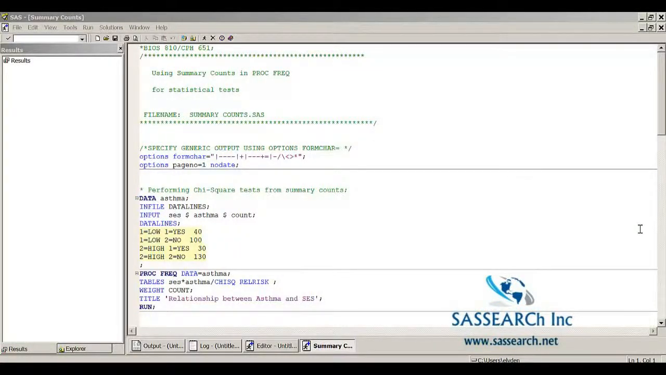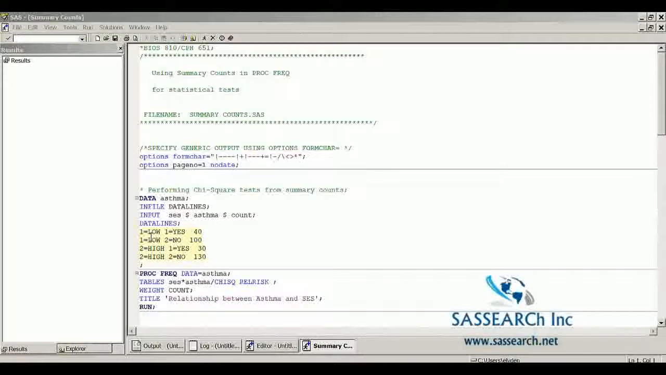SAS demonstration summary counts. So we're going to start with the example that was shown in the PowerPoint slides, where I'm creating a data set called asthma, and I'm inputting just 4 observations with 3 variables. I'm inputting a variable SES, standing for socioeconomic status, and it's a character variable. Then I'm inputting a variable asthma, also a character string, and then I'm inputting the variable count, which gives the count for each combination of SES level and asthma level.